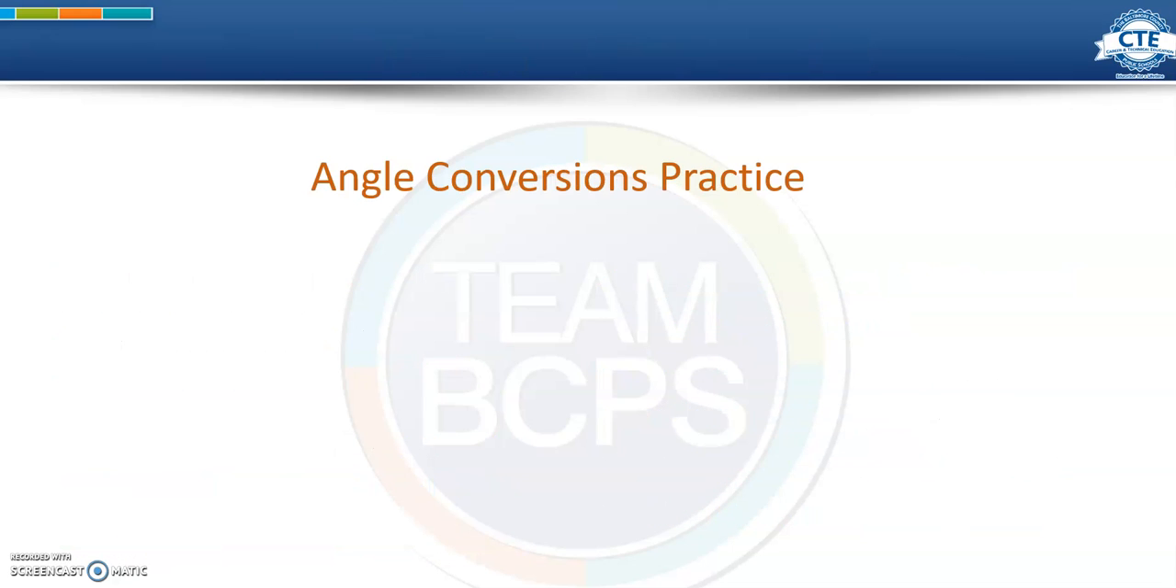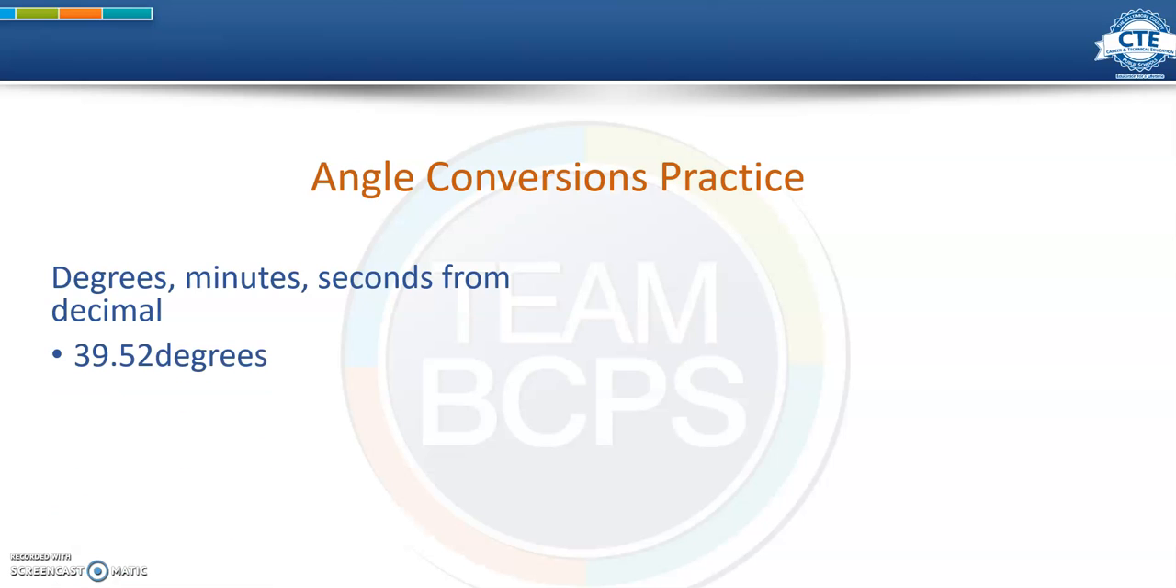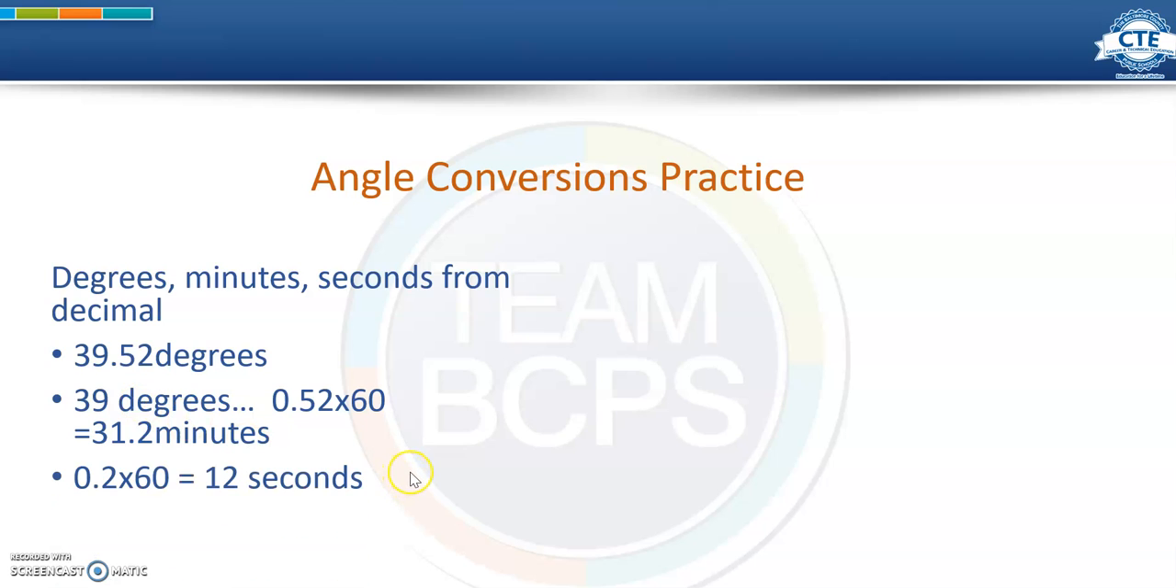This slide is going to go over that process with some examples. First, we will do the degrees, minutes, and seconds from the decimal. Starting with the whole number, that is your degrees. So for 39.52, we have 39 degrees. Then we take 0.52 and multiply that by 60. We have 31 minutes. Now we take the 0.2 and multiply that by 60 again to get 12 seconds. Our final measurement is 39 degrees, 31 minutes, and 12 seconds.